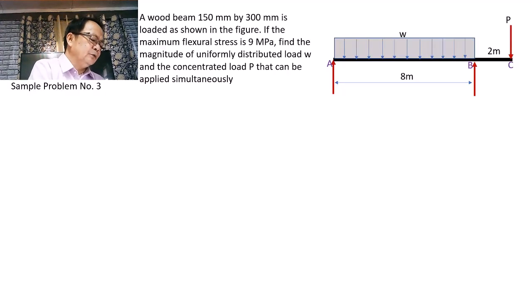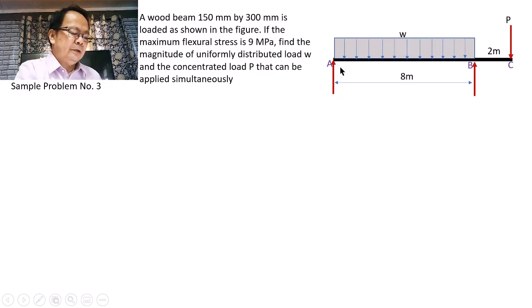tatalakayin. So, ganito yung problem, guys. Meron tayong wooden beam na 150 mm by 300 mm ang cross section. And loaded siya, okay, as shown in the figure. So in the figure, meron siyang uniformly distributed load na W at concentrated load at the end. The beam is an overhanging beam.